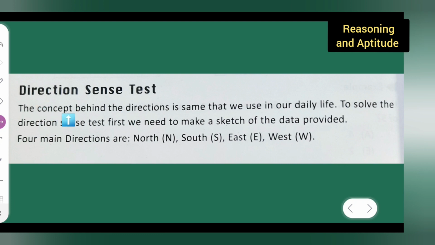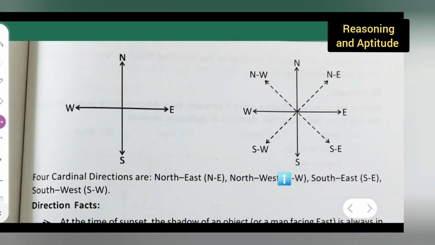The concept behind direction is the same as what we use in our daily life to solve the direction sense test. First, we need to make a sketch of the data provided. Four main directions are north, south, east and west. So first is north, south, east, west. And on this side it will be southwest, northwest, northeast and southeast.